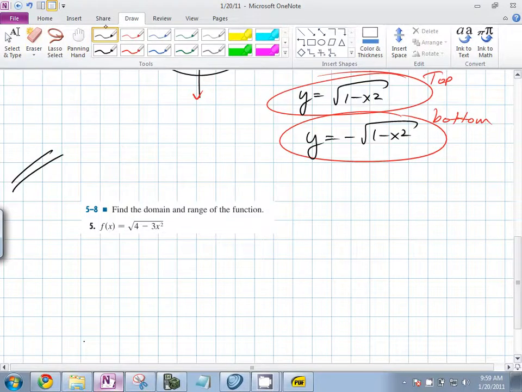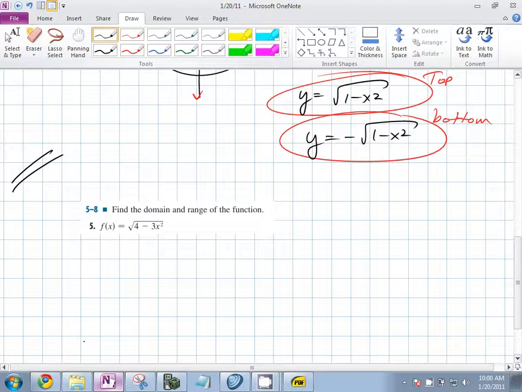Okay. Find the domain and range of the function. How do you go about finding the domain of this function? Somebody raise their hand and I'll call on them. How do you find the domain of a function? What's the general method for finding the domain of a function? What do you start with?